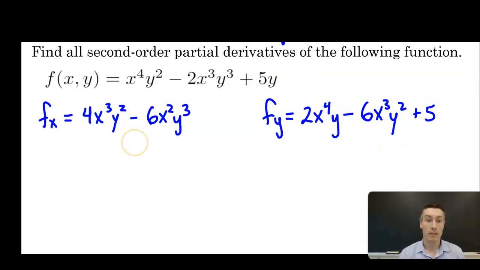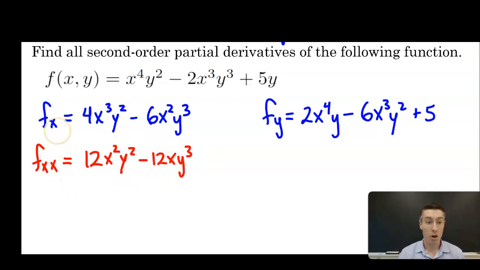And then we're going to find all 4 second order partial derivatives. So starting with the first order partial with respect to x, we can differentiate with respect to x again. So 12x squared y squared minus 12xy cubed. We can go back to that first order partial and then differentiate with respect to y. So that's 8x cubed y minus 18x squared y squared.